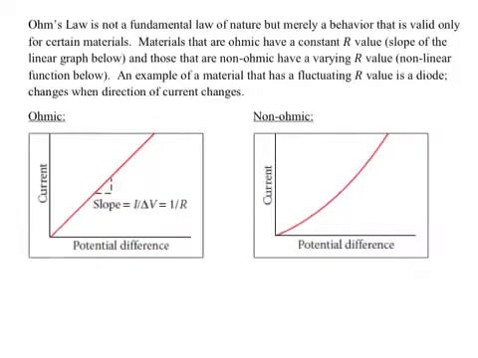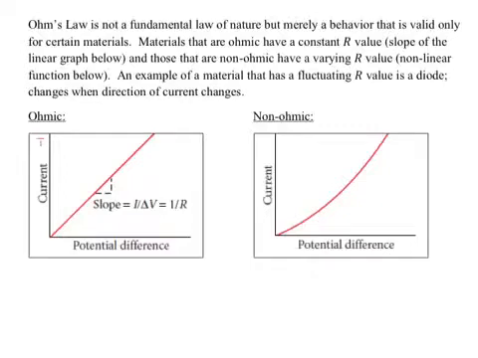Now, Ohm's law is not really a fundamental law of nature, but it only works for certain materials. Materials that Ohm's law holds true for are called ohmic materials, and they have a constant R value, meaning the slope of the graph below is constant. We'll notice this because we're plotting the current versus the voltage, or the potential difference.